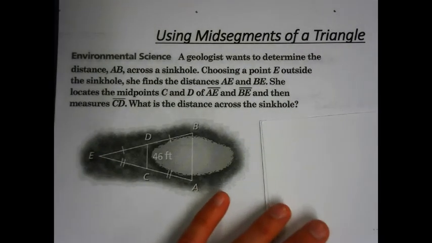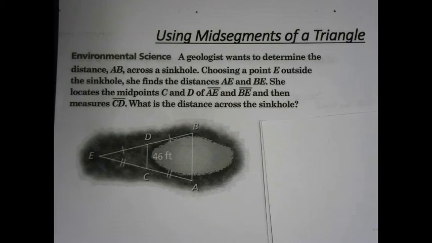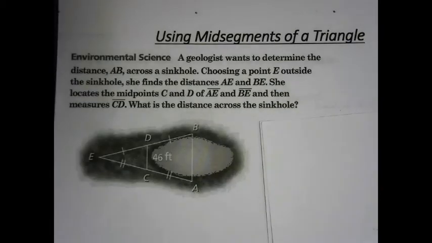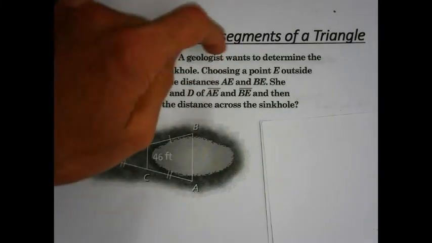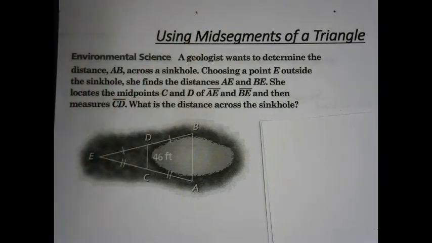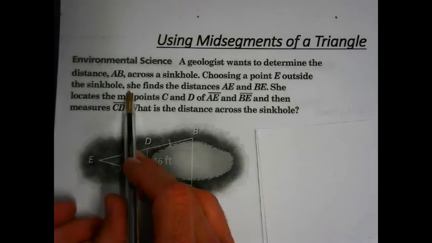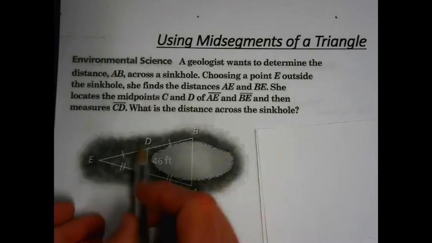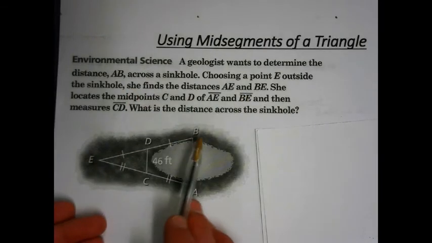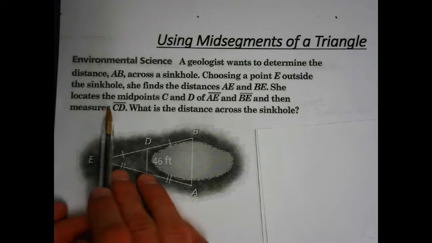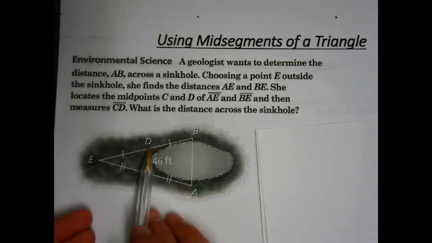A geologist wants to determine the distance AB across a sinkhole, right? From A to B, there's a sinkhole. Choosing a point E outside the sinkhole, she finds the distances AE, from A to E, and BE, from B to E. She locates the midpoints C and D.